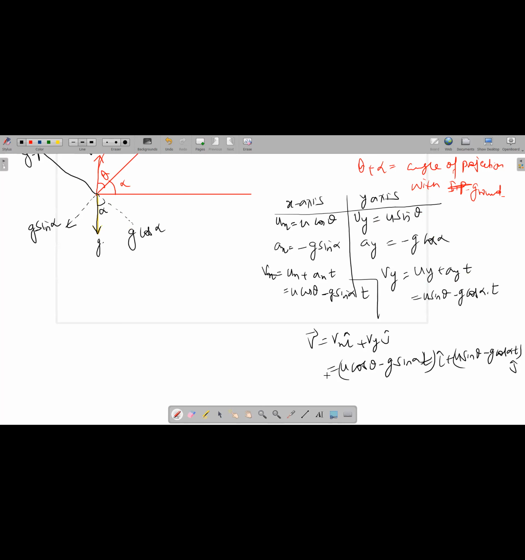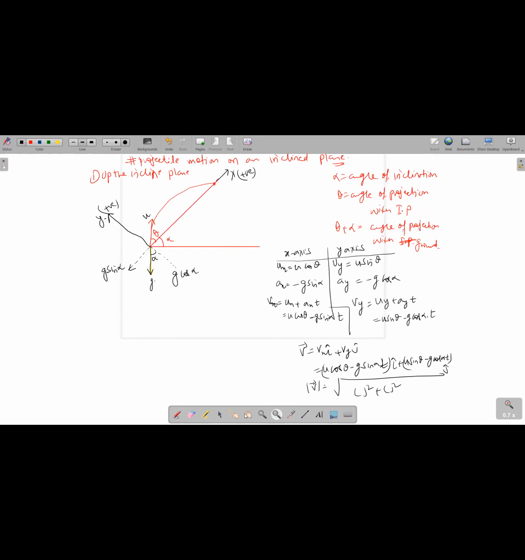If you want to find the speed, the magnitude of the velocity, you can simply take the modulus: take this squared plus this squared and you can get the speed. So 11th guys, you can note it down till here.